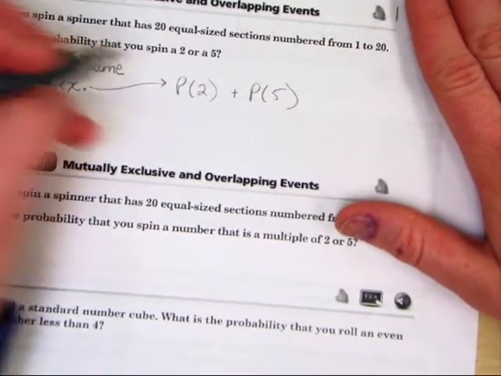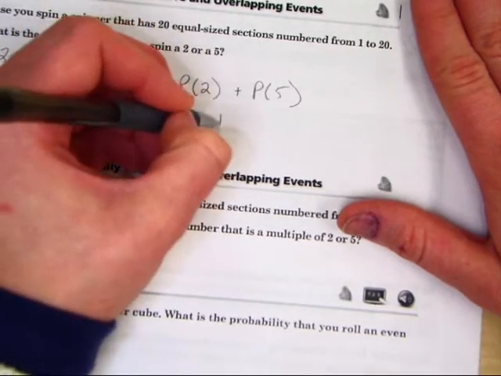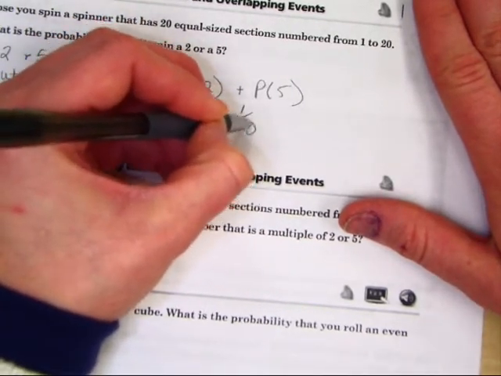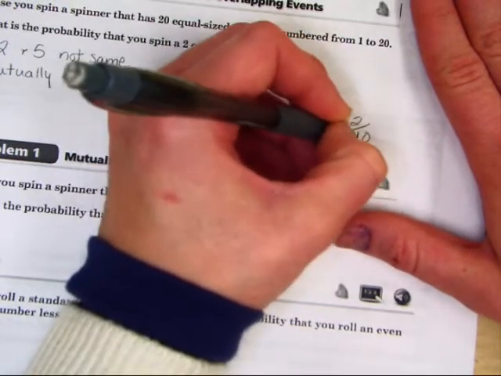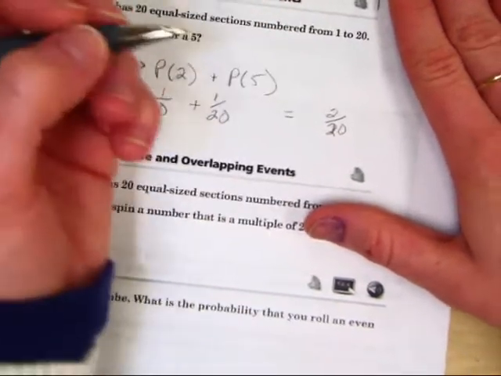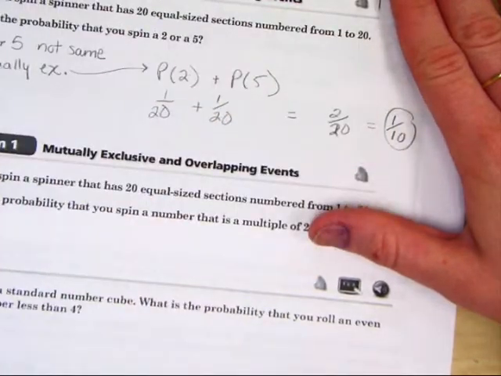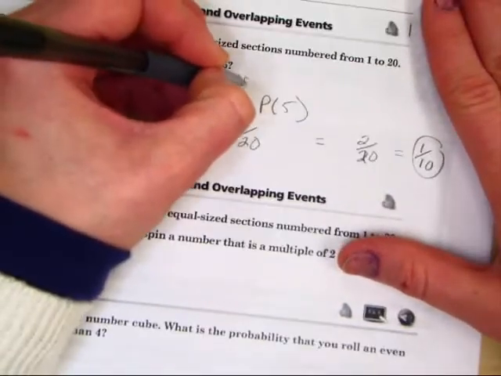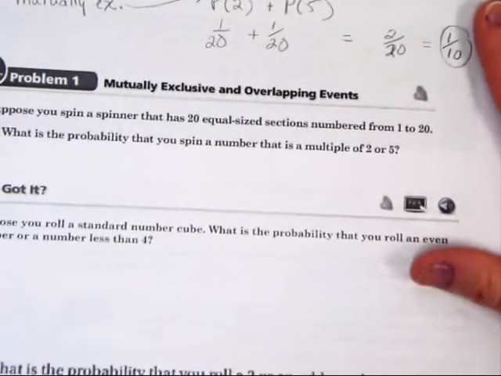So the probability of spinning a 2 is 1 out of 20. The probability of spinning a 5 is 1 out of 20. When you add, you get 2 out of 20, which is equivalent to 1 out of 10. So in this one, we simply add our options together. Let's look at this again.